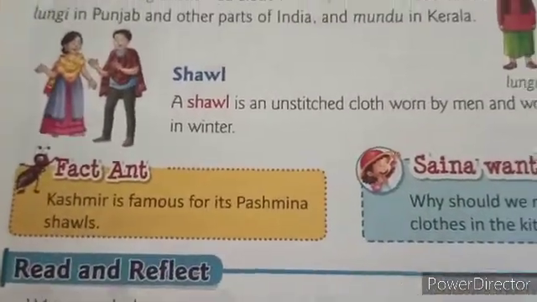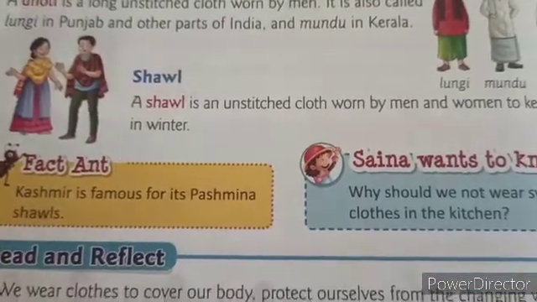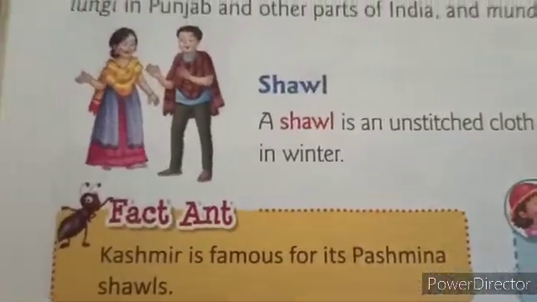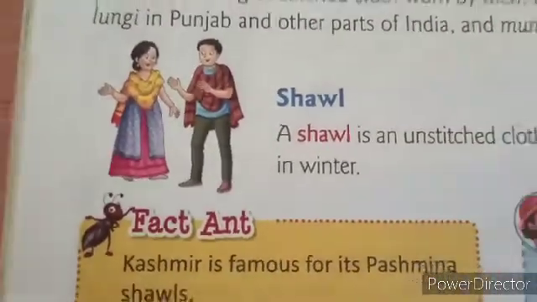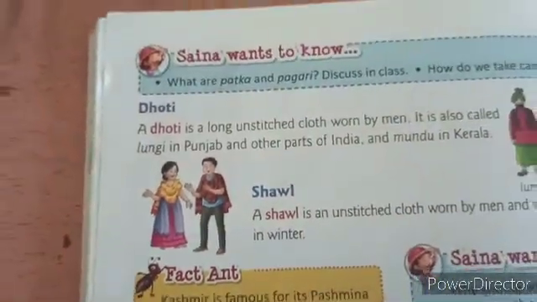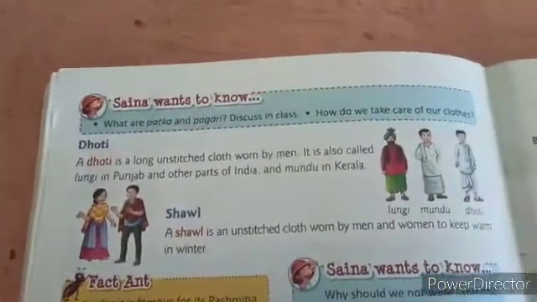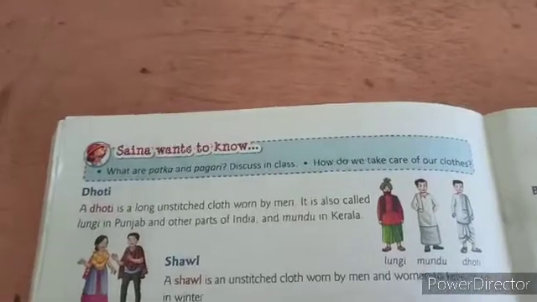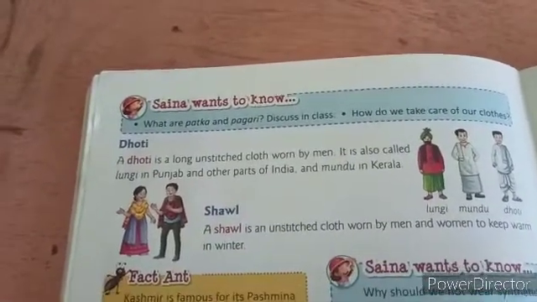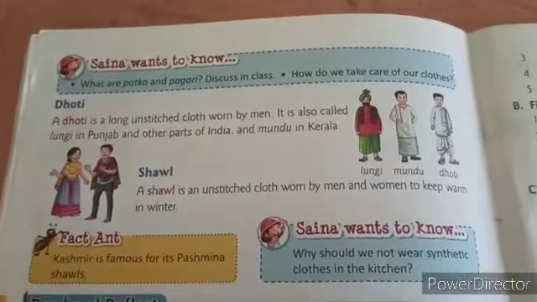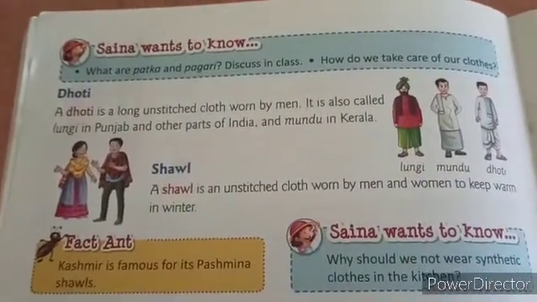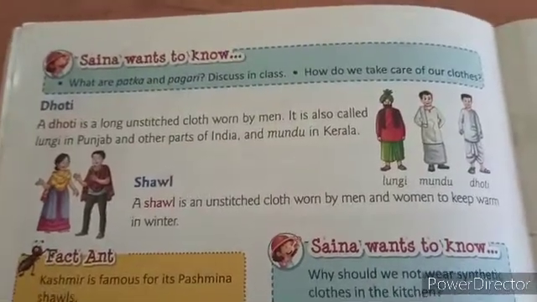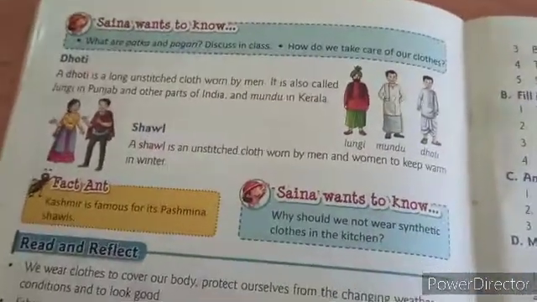Next is shawl. What is shawl? A shawl is an unstitched cloth worn by men and women to keep warm in winter. So I hope this thing is very common to you. So these are the pictures of shawl. In this chapter, you have to remember that in Kashmir, one kind of shawl is very popular, that is called Pashmina shawl. This is made from the wool of a particular kind of sheep, which sheep are known as pashmina. That's why this is very costly and very popular around the world. So this chapter is up to this.